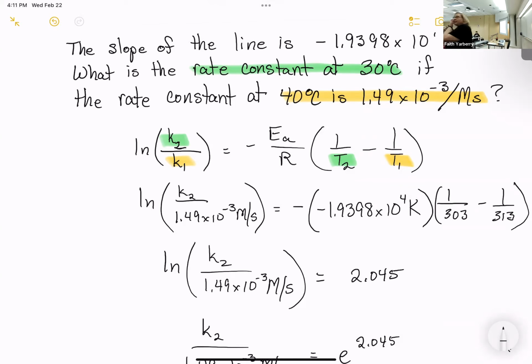When you look back at the original equation, E sub A over R is equal to 1. Okay, yes. Right. It did, in this case. Okay, very good.